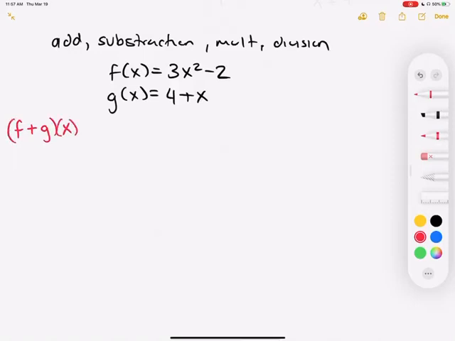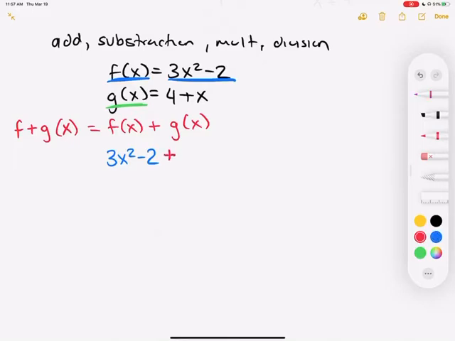You can just write it like this. I think the most common way to write it is like this, right? F plus g of x means that you have to take the f of x function and add the g of x function through the normal algebraic rules. My f of x function, I'm going to color code it now: blue, and my g of x function is going to be green. So what is my f of x function right now? That's 3x squared minus 2. And it says that I have to add my g of x function, which is 4 plus x.